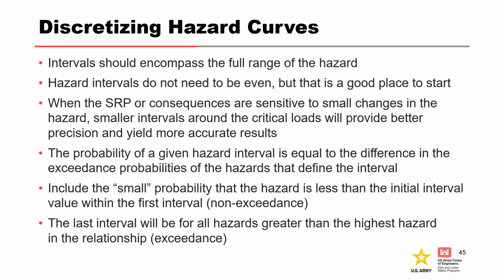Because we are working with annual exceedance probabilities, the probability that a given hazard will be met or exceeded each year, the probability of being within a given hazard interval is going to be equal to the difference in the exceedance probabilities of the hazards that define the interval. We should include both non-exceedance and exceedance within our intervals.